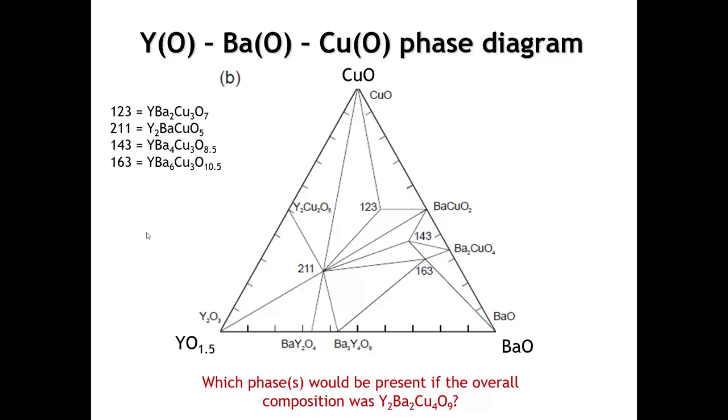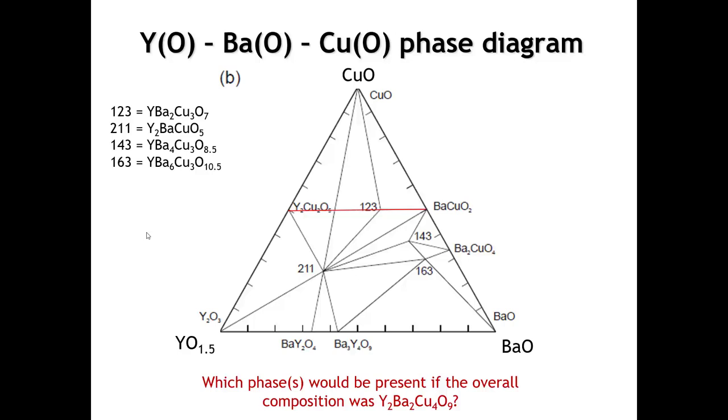Okay, the key thing here is to locate the point on the phase diagram that this composition refers to. So if we just think about the metals for a minute, 2 yttrium, 2 barium, 4 copper. 2 plus 2 plus 4 adds up to 8, so it means the sample is 50% copper oxide, 25% yttrium oxide, 25% barium oxide. So the 50% copper oxide line is going to be this horizontal line shown in red.